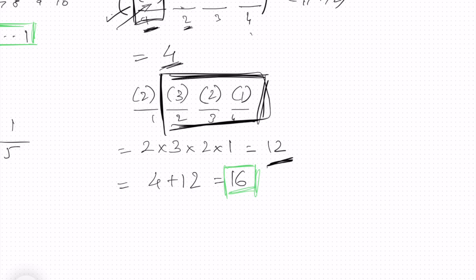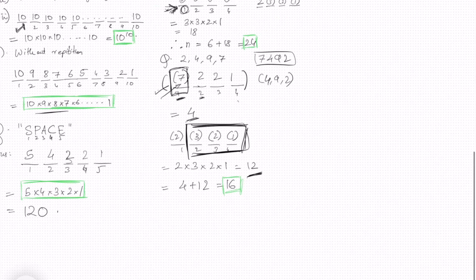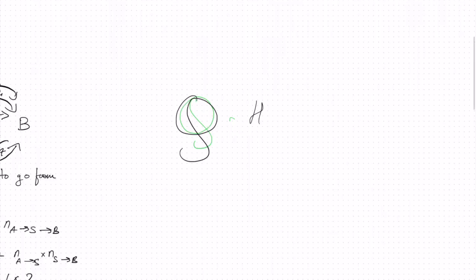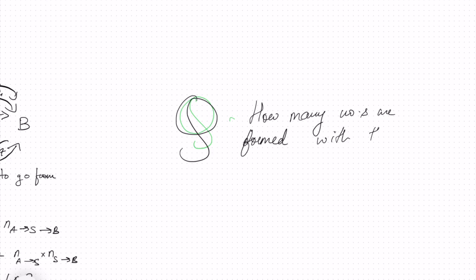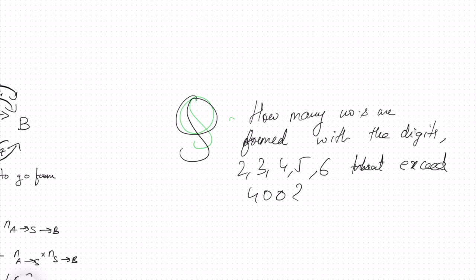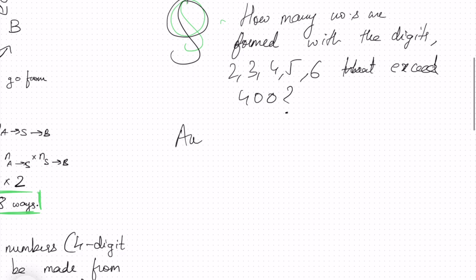Okay, let's look at one final question. How many numbers are formed with the digits 2, 3, 4, 5, 6 that exceed 400? How many numbers formed with the digits 2, 3, 4, 5, 6 exceed 400?